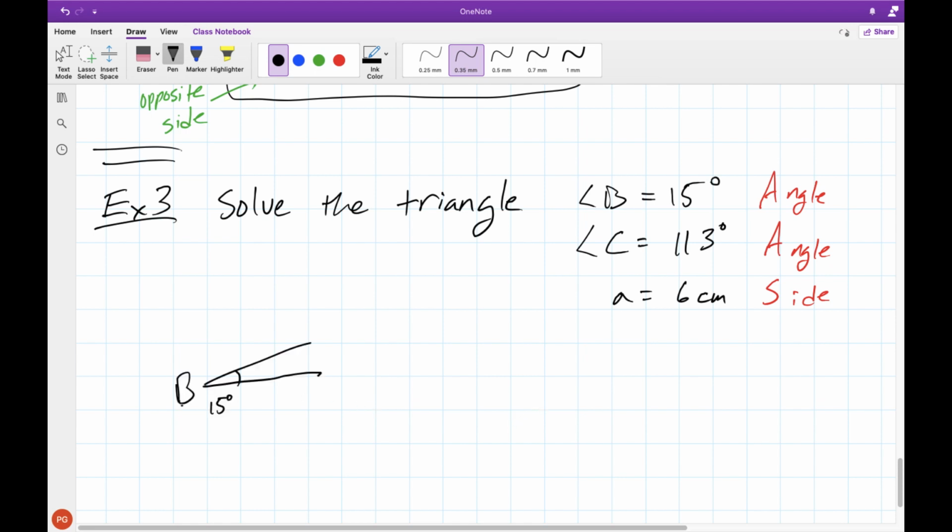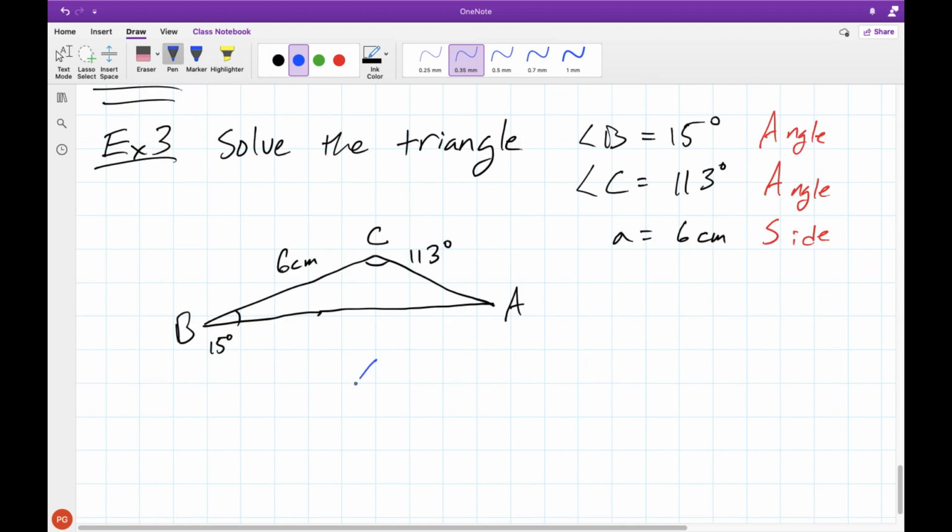So first thing, we know that one angle is equal to 15 degrees. We have another angle that's bigger than 90 at 113 degrees, so we can draw it over there. Our last angle is angle A, which we don't know yet, but the opposite side we know is equal to 6 centimeters. The best part about these angle, side problems is that since we have two angles already, we can solve for the third angle really easily.